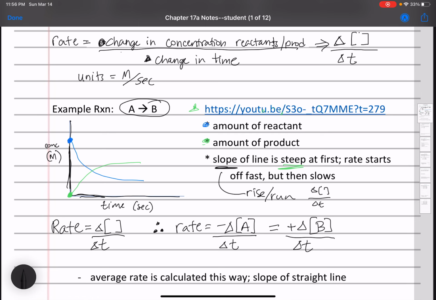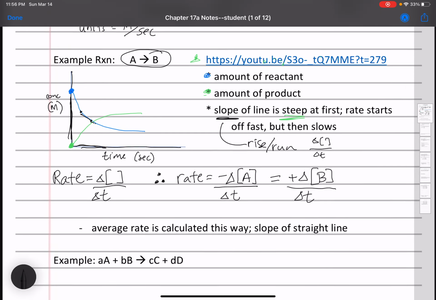So if we were to pick a point on this line, actually, I take it back. If we're trying to find the average rate over a period of time, and we pick 2 points on a line, and we find the straight line between those 2 points, that's the average rate. So it's not the exact rate, because the rate is, of course, changing throughout the course of the reaction.